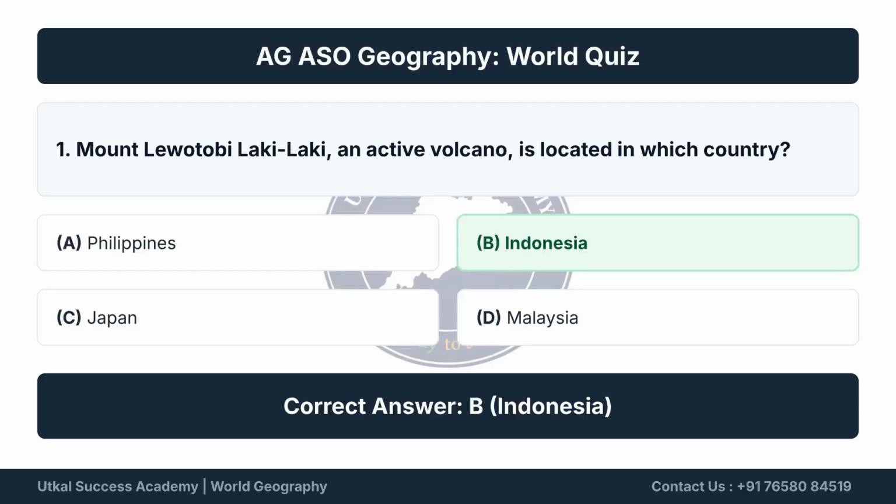Let's begin our world geography quiz. Our first question, Mount Luatobi-Laki-Laki, an active volcano, is located in which country? The correct answer is B, Indonesia.